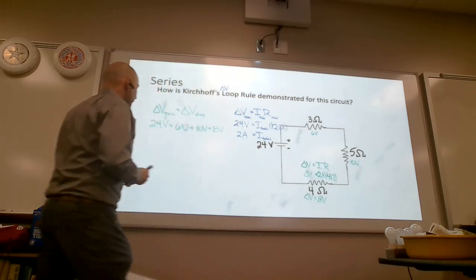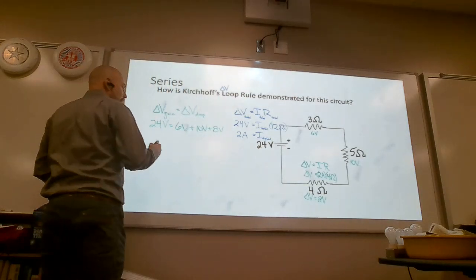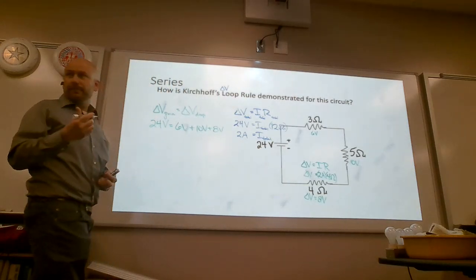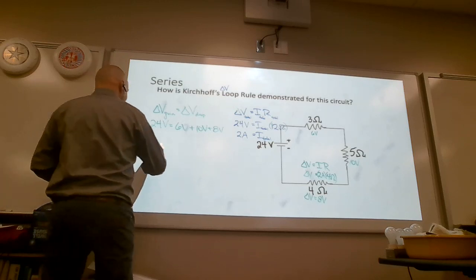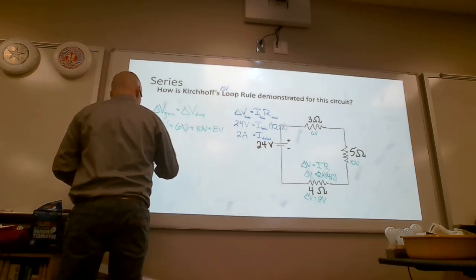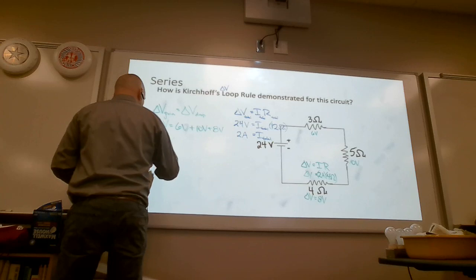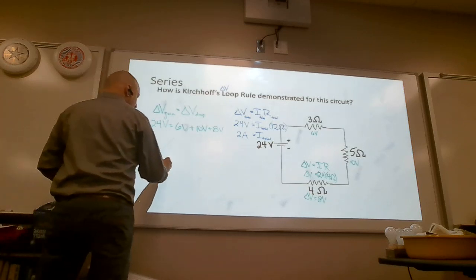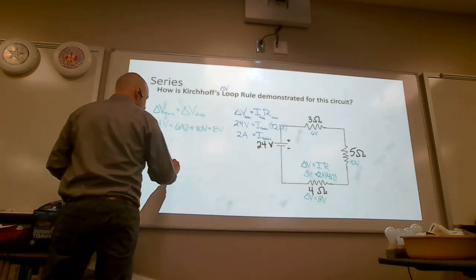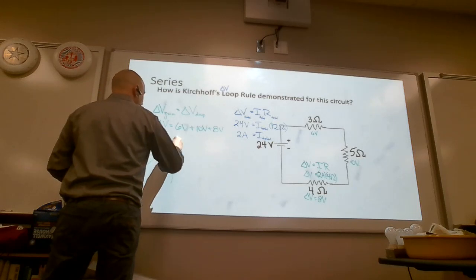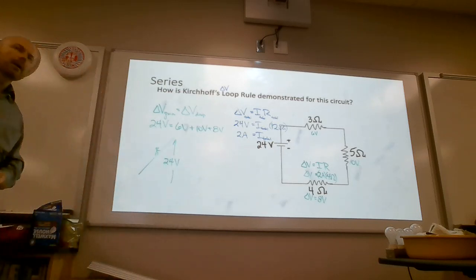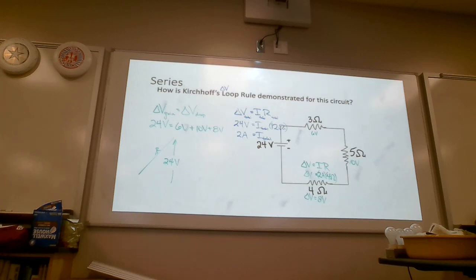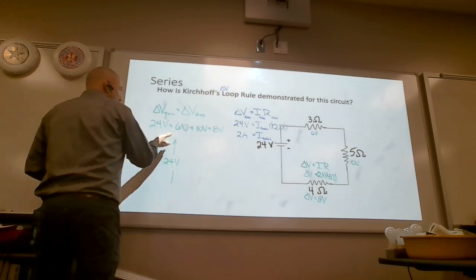Okay, here's an analogy. I call this chutes and ladders. Your battery is like a ladder that's giving you, we're kind of comparing this to potential energy. So you have a 24 volt gain.